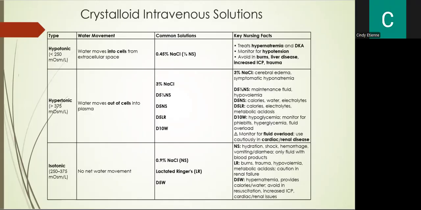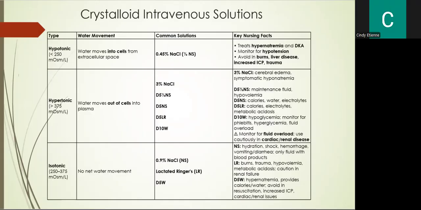So, and also we could use this for cerebral edema because it draws water out of the swollen brain cells. Since these fluids increase circulating volume, we must monitor for fluid overload, especially in patients with heart failure or kidney disease. Finally, we have isotonic fluids like normal saline and LR.